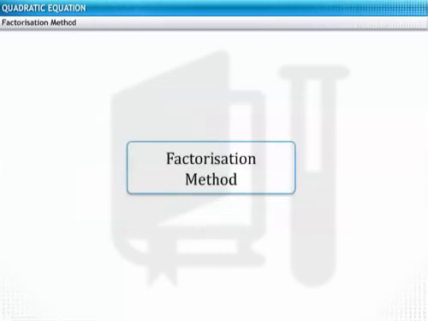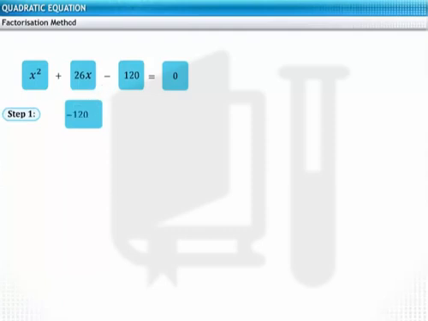Let us first use the factorization method to solve the given problem. Consider the quadratic equation x squared plus 26x minus 120 is equal to 0. To solve this problem, you need to find x in the quadratic equation. You can do this in a number of steps. Step 1. Multiply the first and the last term of the equation. The product of the first and the last term is equal to minus 120 x squared.